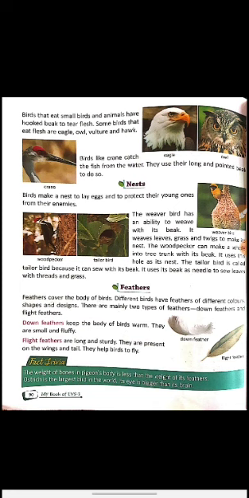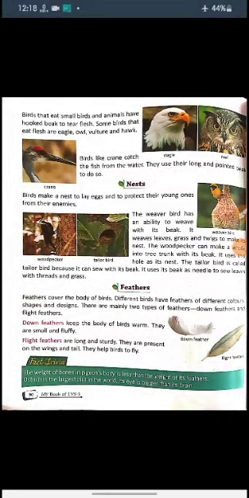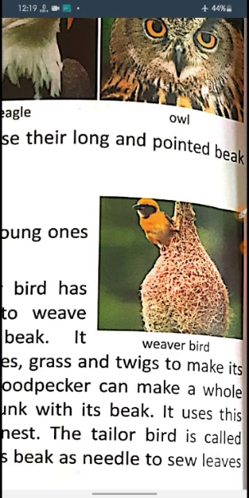Now, let's talk about nests. Birds make nests to lay eggs and protect their young ones from their enemies. The weaver bird has the ability to weave with its beak. It weaves leaves, grass and twigs to make its nest. Here you can see a weaver bird which has woven a nest.